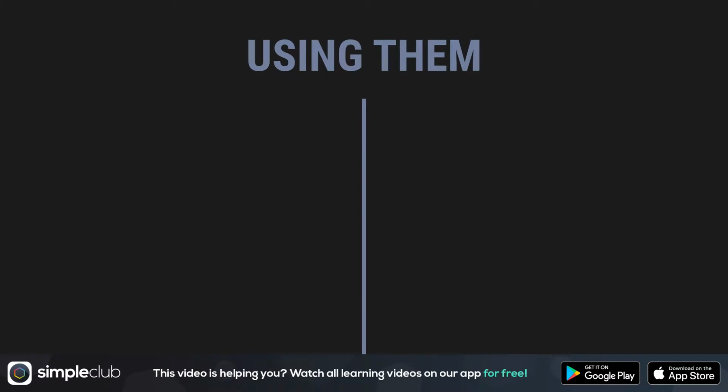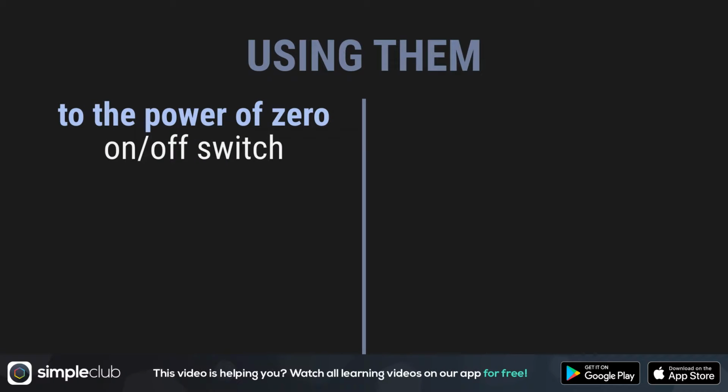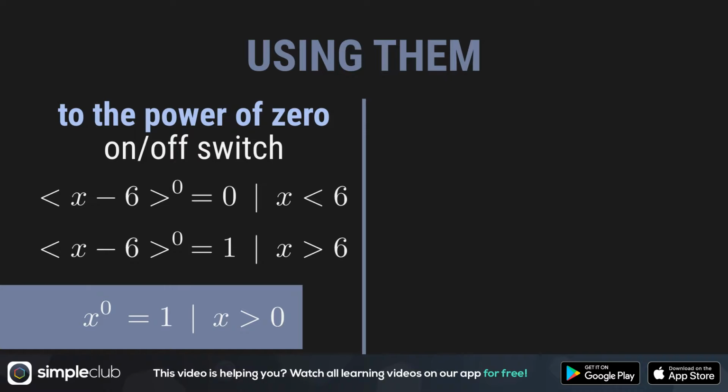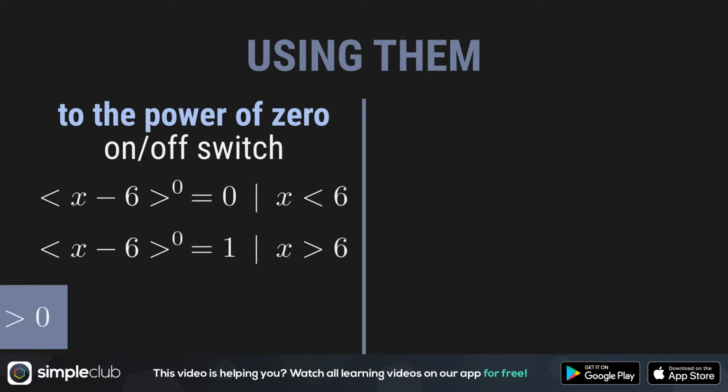There are two important ways people like to use these brackets. If you raise the expression in the Macaulay brackets to the power of 0, then they basically work like an on-off switch. In this case, if x is less than 6, the result is 0 as usual. But if x happens to be greater than 6, the expression in the brackets is positive, and the 0 exponent means that whatever value you get, it just becomes 1. And this is always the case, no matter what the value of x is, even if it's 11 billion. Any positive number to the power of 0 is always 1. But I know you guys already know that, because you're just on top of things.